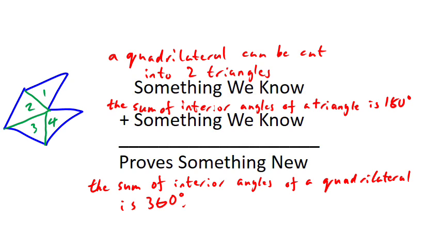Well, 4 triangles, that means 4 lots of 180, doesn't it? So we know that the sum of the interior angles is going to be 4 lots of 180 degrees, and that's going to equal 720 degrees, and that's for a 6-sided shape. So you can see that this proof can be extended to any odd shape you want to draw.